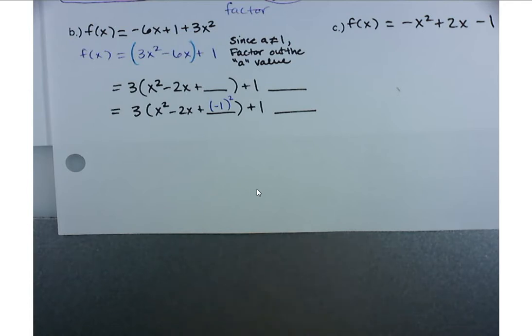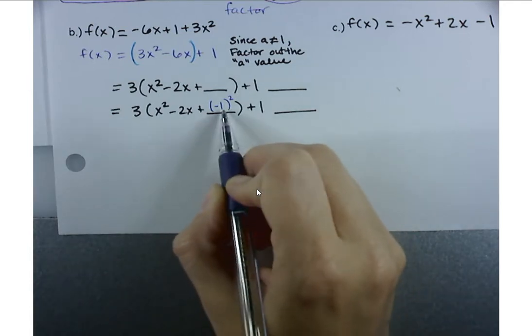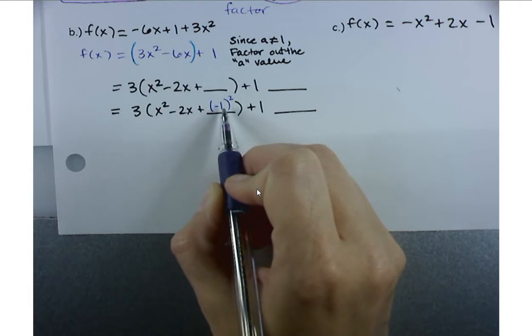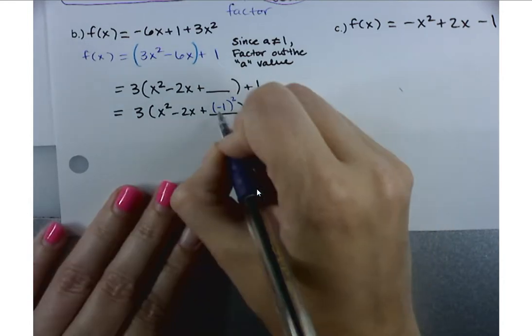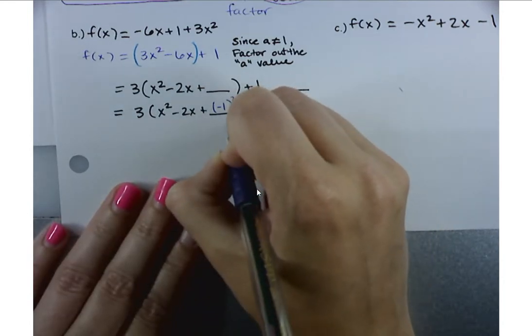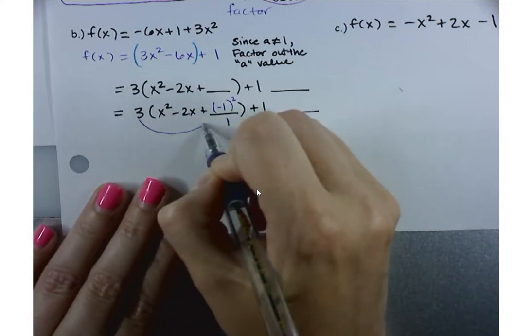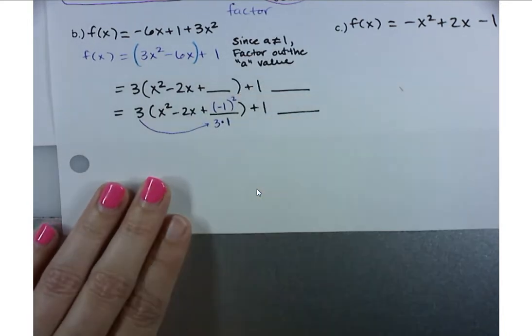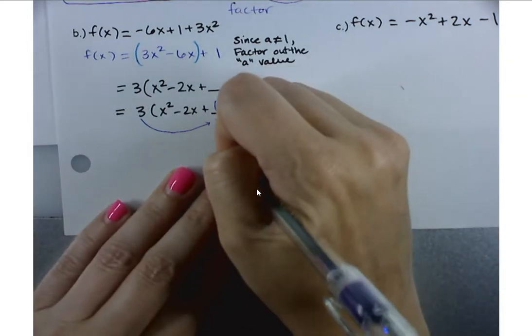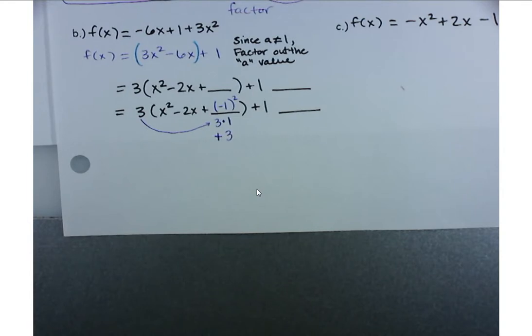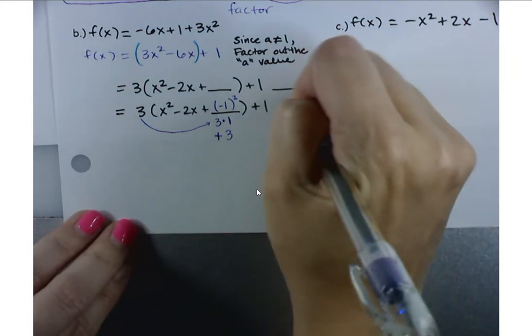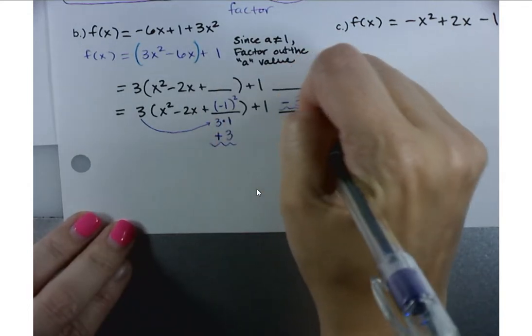Now, because of this position, see how it's inside my parentheses? That means that whatever is in front would have to be distributed. So negative 1 squared is a positive 1, but you have to multiply by the 3. So you have to distribute. It's not like I'm adding 1, it's like I'm adding 3. So if I'm adding 3, what else do I have to do? Subtract 3.